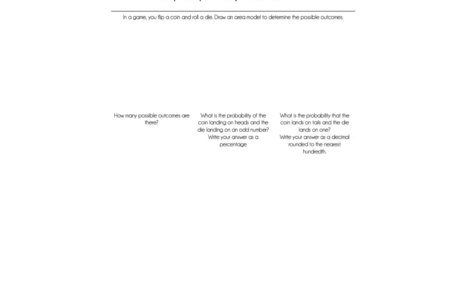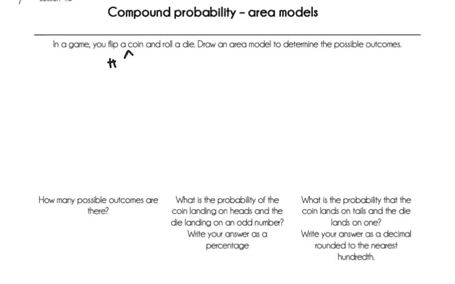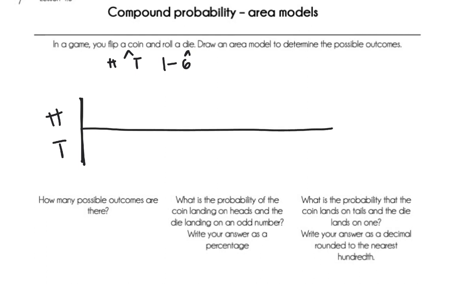All right, next one, and we're going to practice drawing it. This says, in a game, you flip a coin. The 2 options when you flip a coin are heads and tails. And you roll a normal 6-sided die, so that's numbers 1 through 6. The first thing we do is flip a coin, and the options are heads or tails. The second thing we do is roll a die, and the options are 1, 2, 3, 4, 5, and 6.